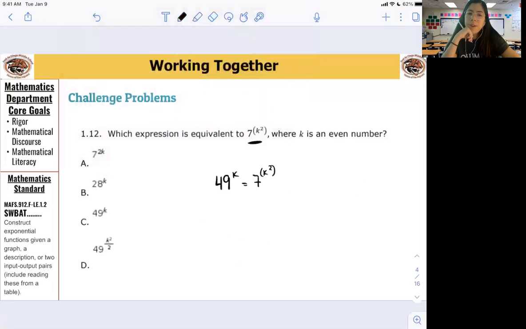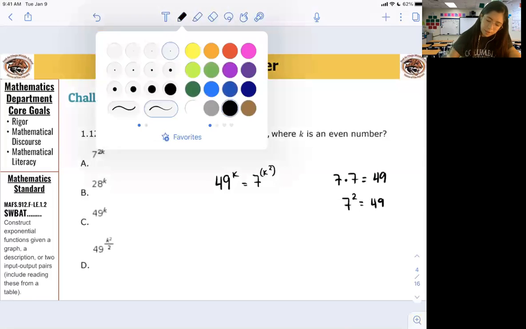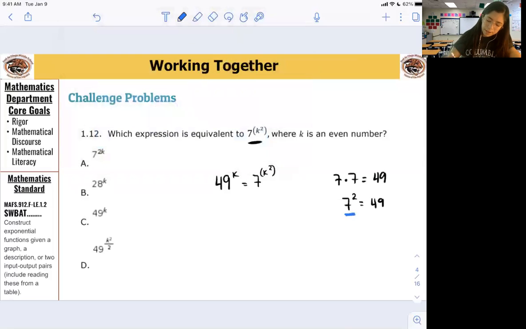How do I get to 49 from 7? 7 times 7? 7 times 7 is 49. What's another way to write that? 7 to the power of 2? Good. 7 to the power of 2 is 49. Okay. So I'm going to rewrite 49 as 7 to the power of 2.